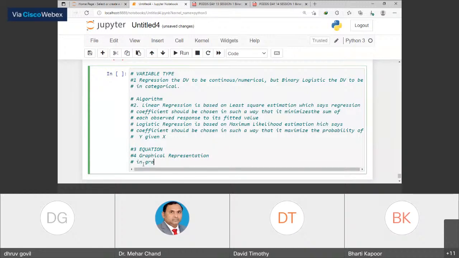In the graph, the S shape is known by the name of sigmoid. Okay, so you have to remember this. So this is the thing we have to work on today.